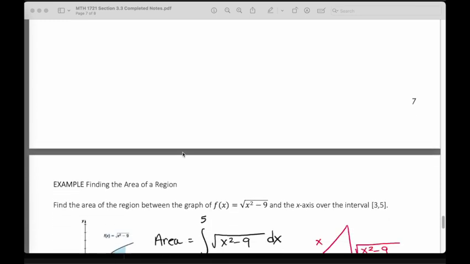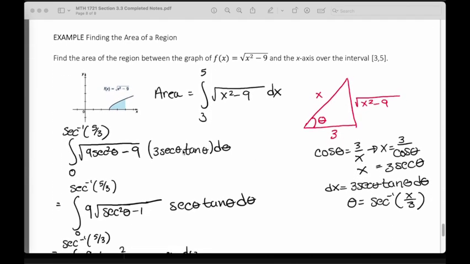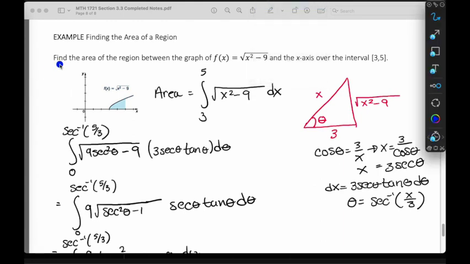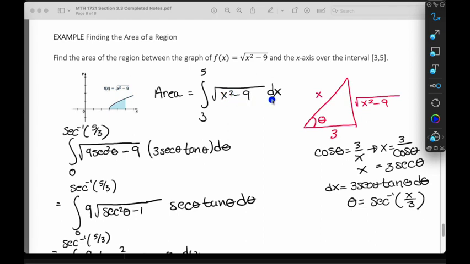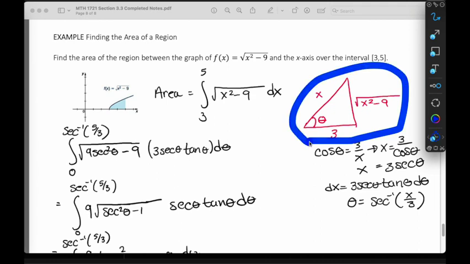So let's go on and look at our example. It says find the area of the region between the graph of f of x equals the square root of x squared minus 9 and the x-axis over the interval from 3 to 5. Since we have to find the area of the shaded blue area here from 3 to 5 under this function, we're going to set up our area as the integral from 3 to 5 of the square root of x squared minus 9 dx. So this is our triangle that we're going to use for trig substitution.